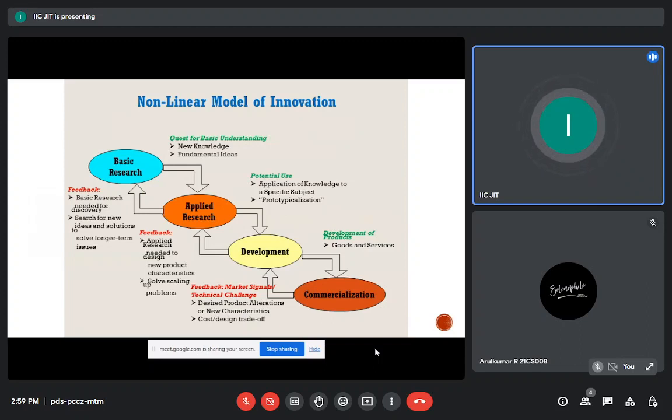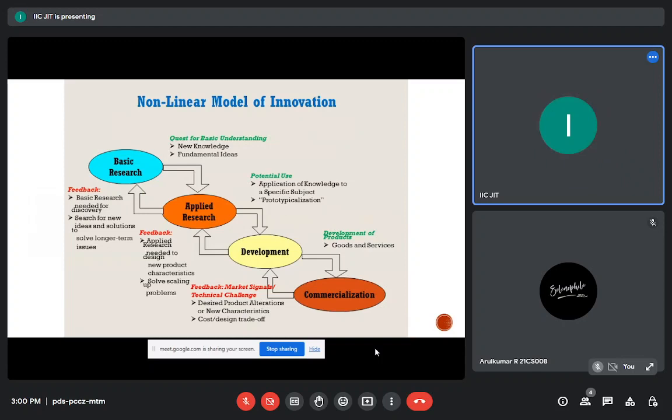People talk about design thinking. What is design thinking? Design thinking means you empathize with the consumer, with the customer, understand his requirements first itself, so that when you make something for the customer, he will not reject it. This is the idea. So innovation is not a linear process.